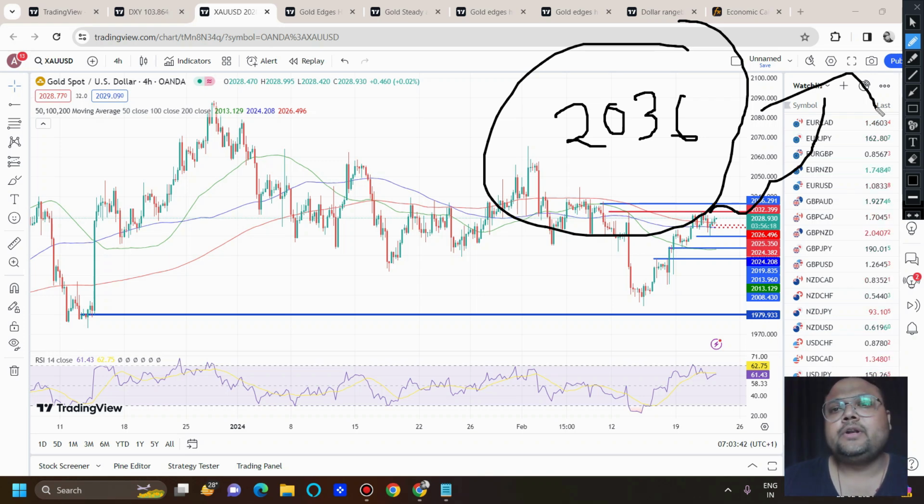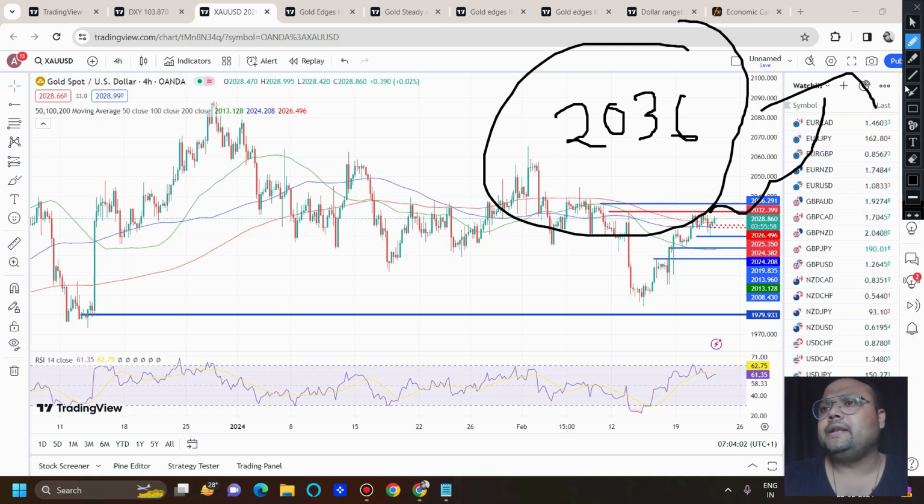And as a swing trader, you can go for a buy above the 2035 or 2036 level, because the structure of the market will change, the trend of the market will change. Traders around the world were expecting that gold would show a clear picture after FOMC. Sadly, that did not happen.